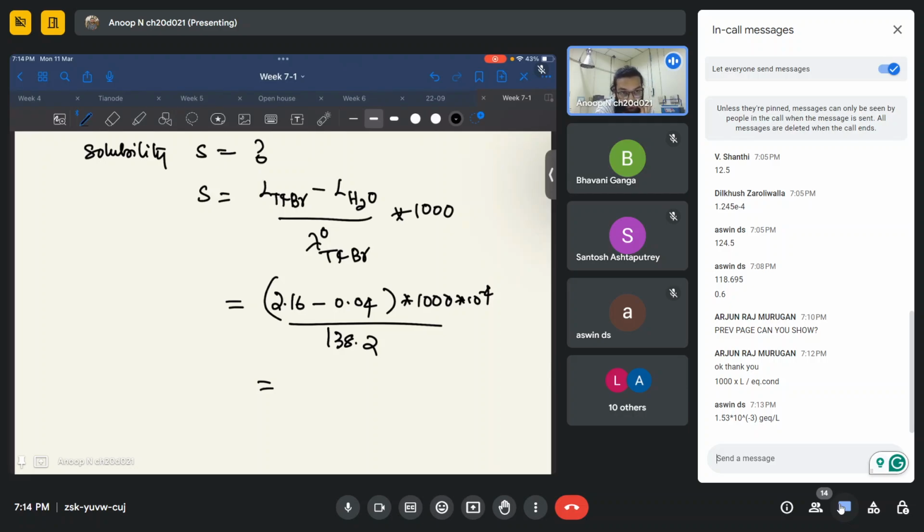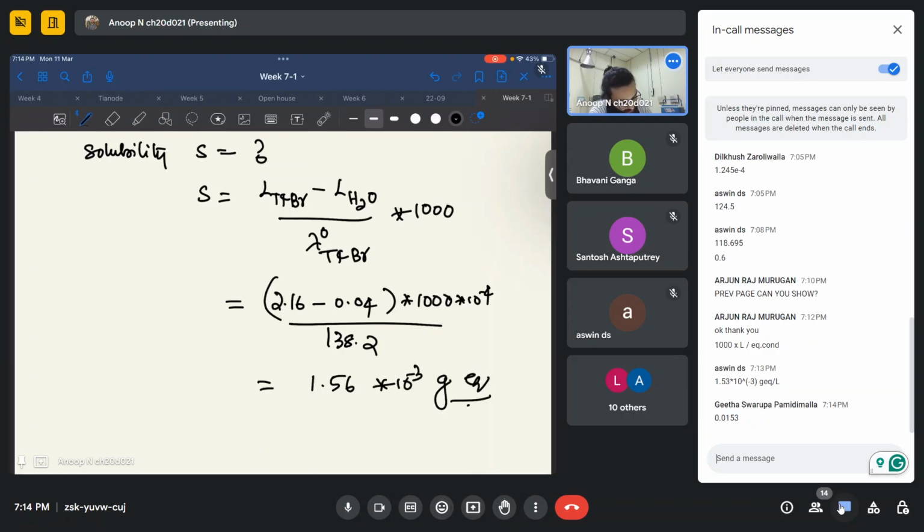So what is the unit? Gram equivalent per liter. The answer will be coming 1.56 into 10 raised to minus 3 gram equivalent per liter. So solubility is given in gram equivalent. What is the value? Point.